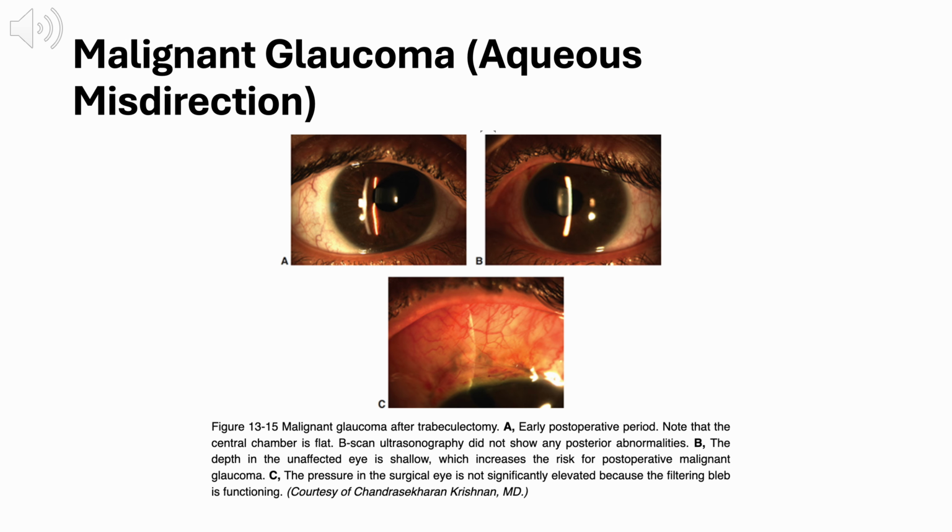The filtering mechanism is working, so the reason the chamber is flat must be internal misdirection of aqueous into the vitreous compartment, not external leakage or excessive filtration. Together, these images show the classic triad: flat anterior chamber, functioning bleb, no posterior pathology on B-scan, which is exactly the scenario where malignant glaucoma must be suspected.